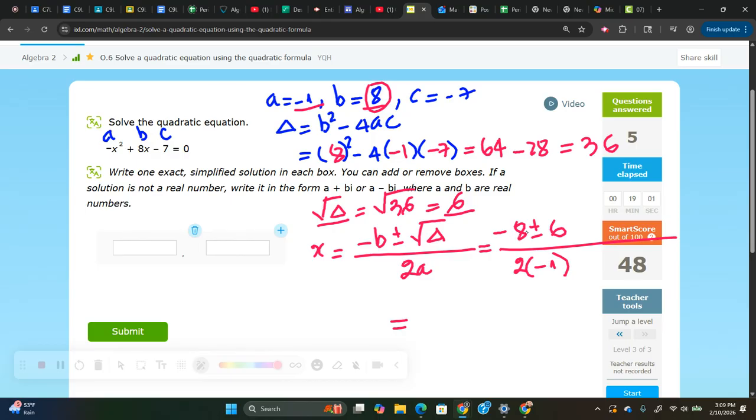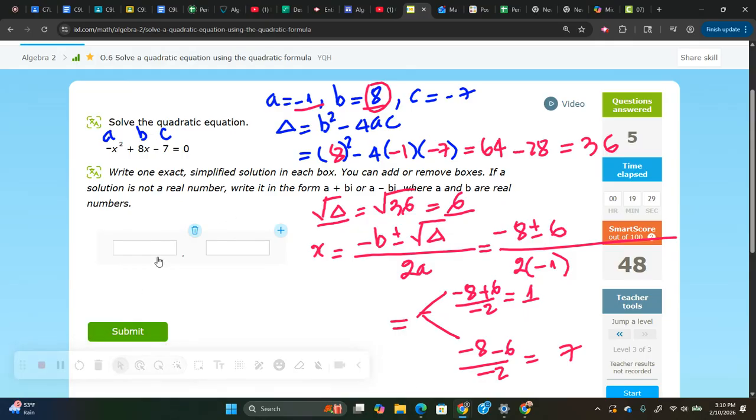Okay. So 2 answers over here. With the plus sign, negative 8 plus 6 divided by negative 2. Negative 8 plus 6, that's negative 2. Negative 2 divided by negative 2 is positive 1. The second solution is subtract 8, subtract 6 over negative 2. So negative 14 divided by negative 2, that's a positive 7. So 2 answers, 1 and 7. Oh, the numbers are so beautiful.